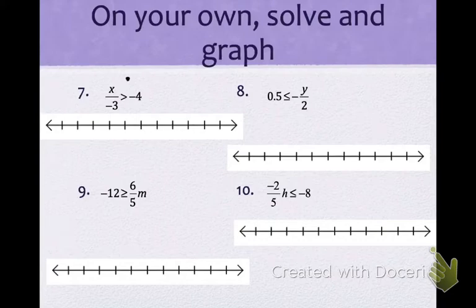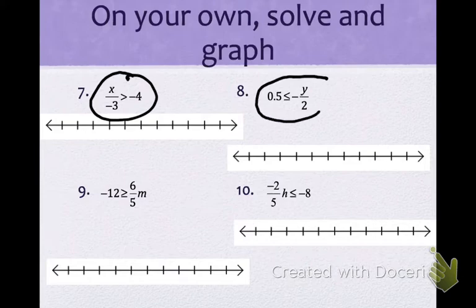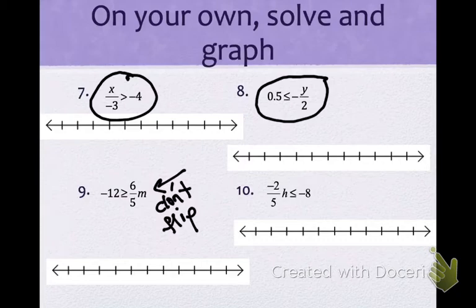Here, the first one, you're going to multiply times a -3, so you need to flip the sign. Number 8, you're going to multiply times a -2, so you're going to flip the sign. And number 9, there is no negative on our variable side, so you don't flip the sign. We don't flip on number 9 because we're not multiplying or dividing times a negative.